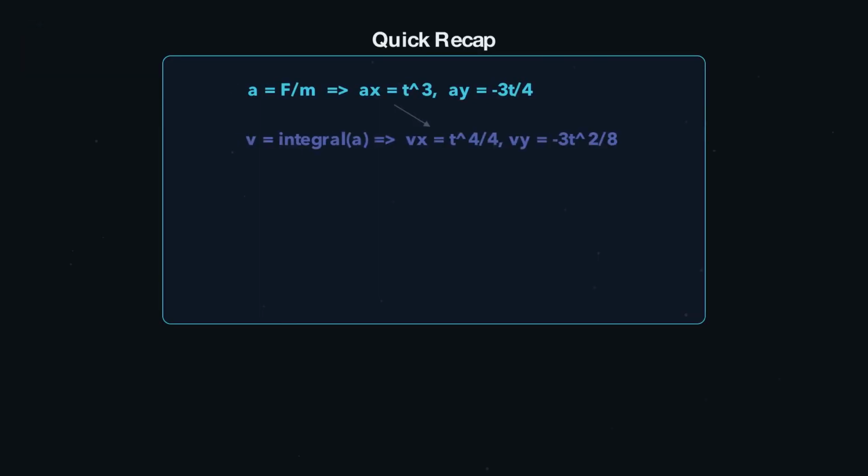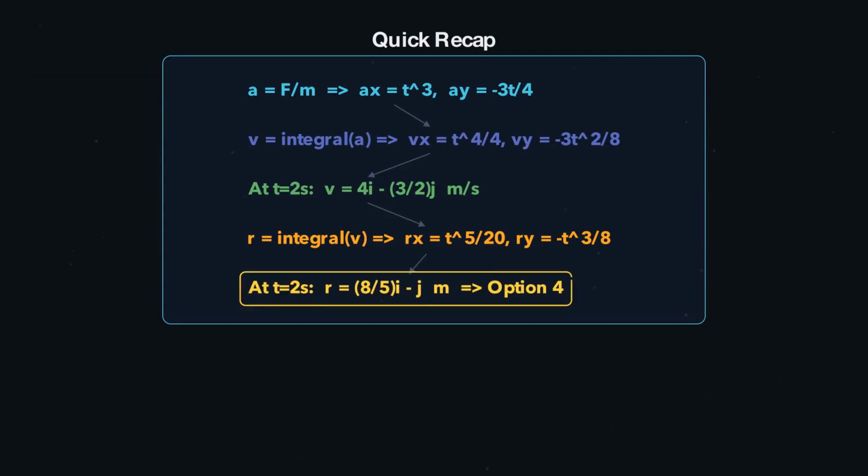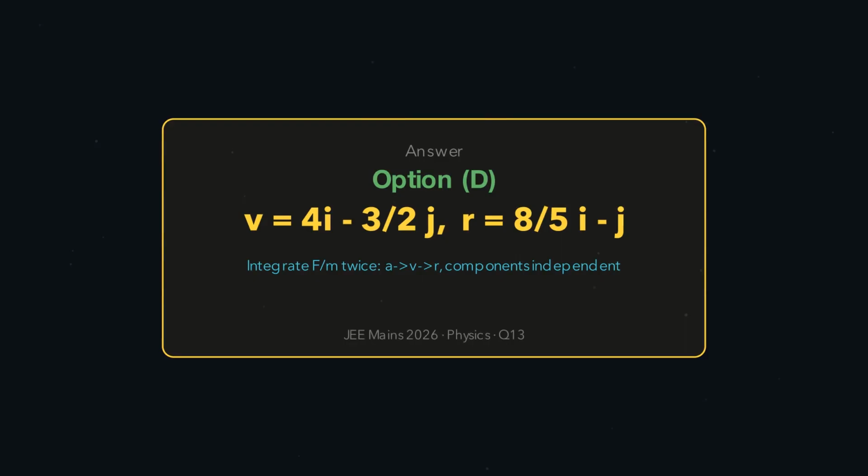For position, we integrate velocity one more time. The x position integrates to t to the 5th over 20. At t equals 2, that's 32 over 20, which simplifies to 8 over 5 meters. The y position integrates to negative t cubed over 8. At t equals 2, that's negative 8 over 8, which is negative 1 meter.